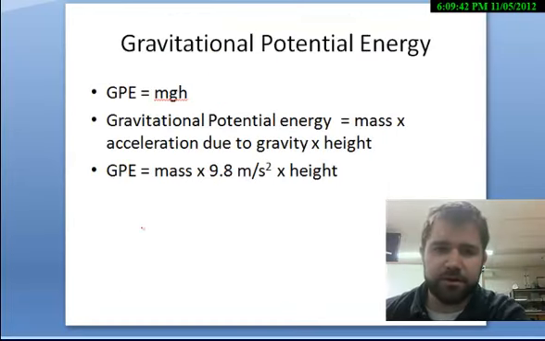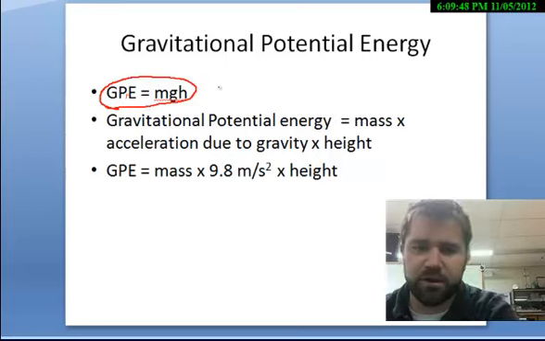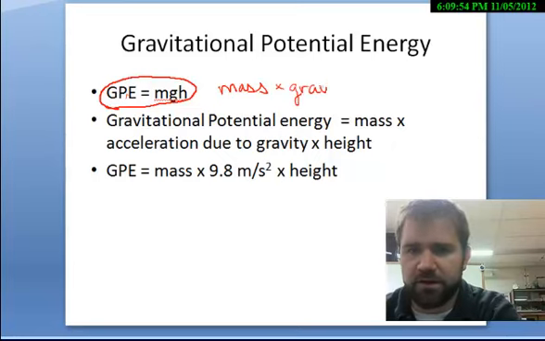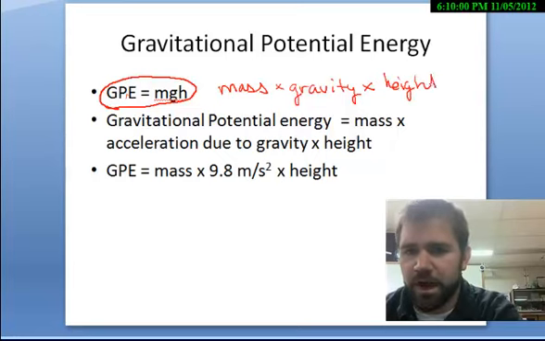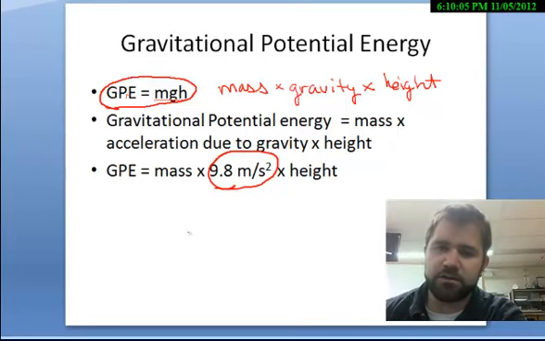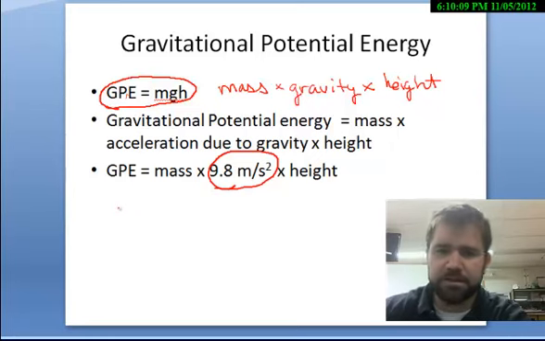Potential energy can actually be calculated with this equation. Gravitational potential energy equals mass times gravity times height. This gravity is the acceleration due to gravity, which on Earth happens to be 9.8 meters per second squared. So, let's apply this to some calculations.